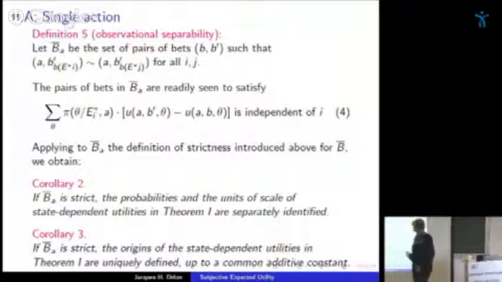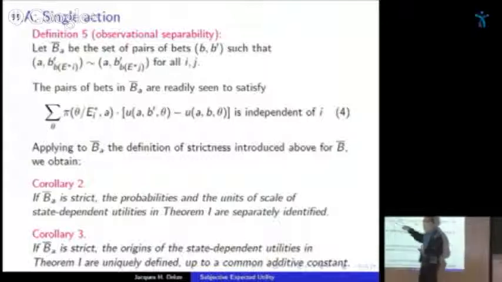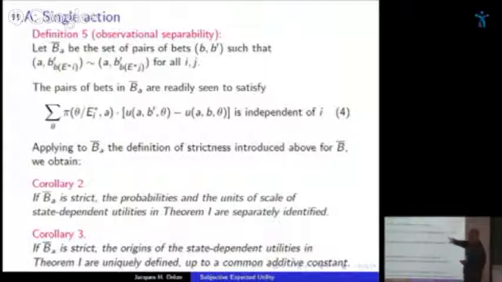And now we can look at pairs of bets. Everything we've been doing is pairs of bets, not single bets, such that going from B prime to B, given one element of the equiprobable partition, is indifferent. Doesn't matter which one, right? And that means, in fact, that these bets, B prime, have again a property that the utility difference given theta weighted sum is independent, this time of I. Before I did not have I, but independence of A. The logic basically is the same.